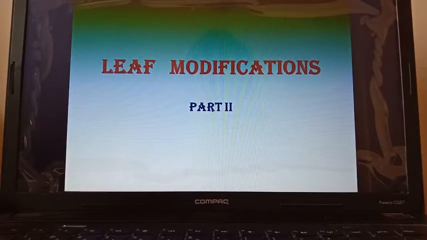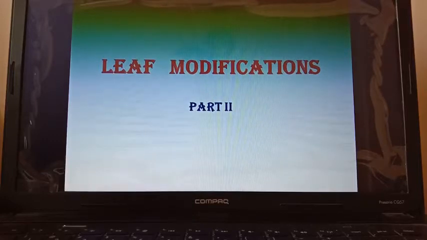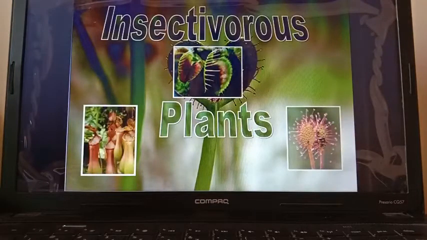In our last biology session, we talked about a few leaf modifications. In today's biology session also, we are going to discuss a few other modifications of leaves. In that, first we are going to discuss a few insectivorous plants.